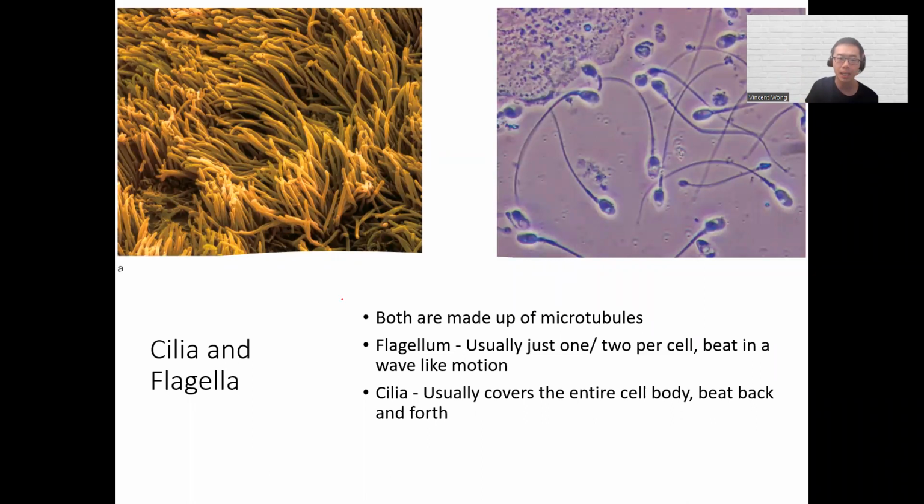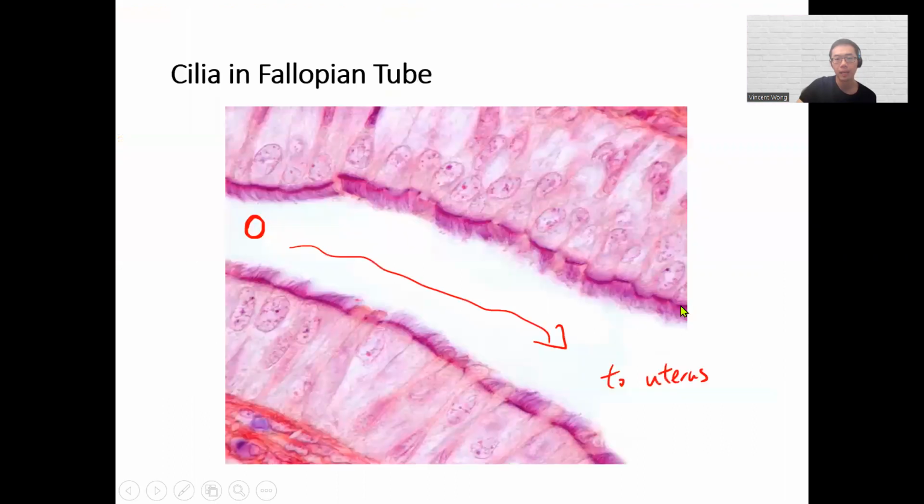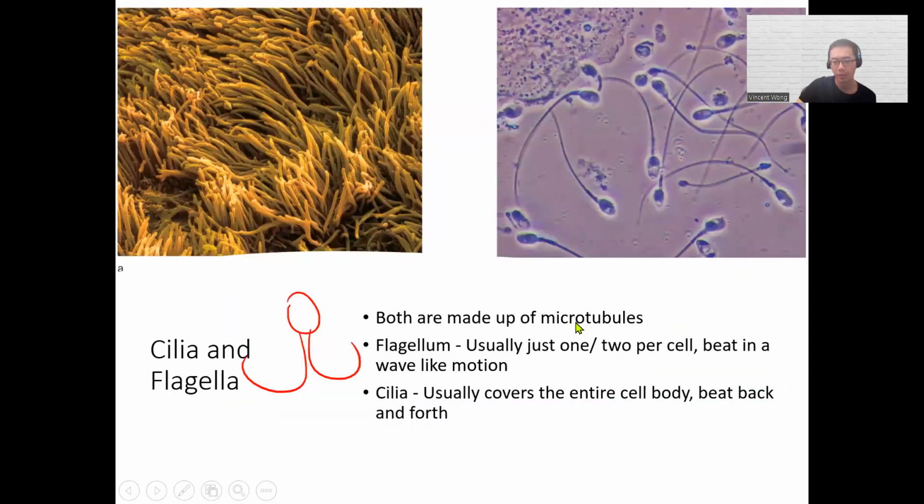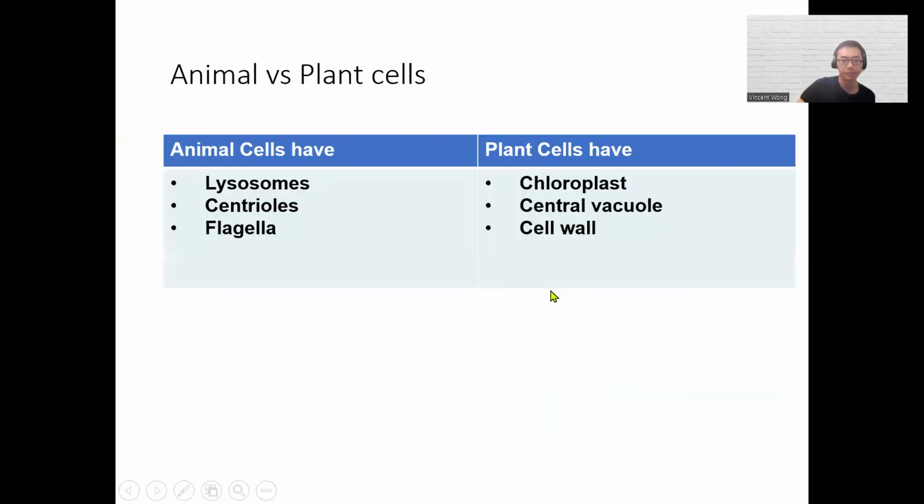Some organisms do have two flagella. These are, again, single cell, freshwater dwelling organisms. It's possible to have two flagella per cell, just not in humans. And these are made up of microtubules, one of the three cytoskeleton components that we talked about. And that's pretty much it.